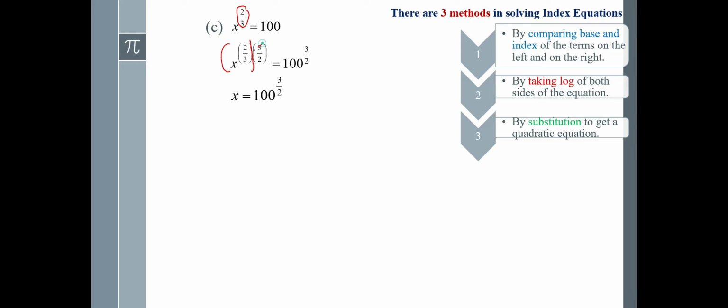Now we can cancel off the powers of x. So x will be x to the power of 1, and then on the right side it's just 100 to the power of 3 over 2. And then you can just press your calculator to solve that.